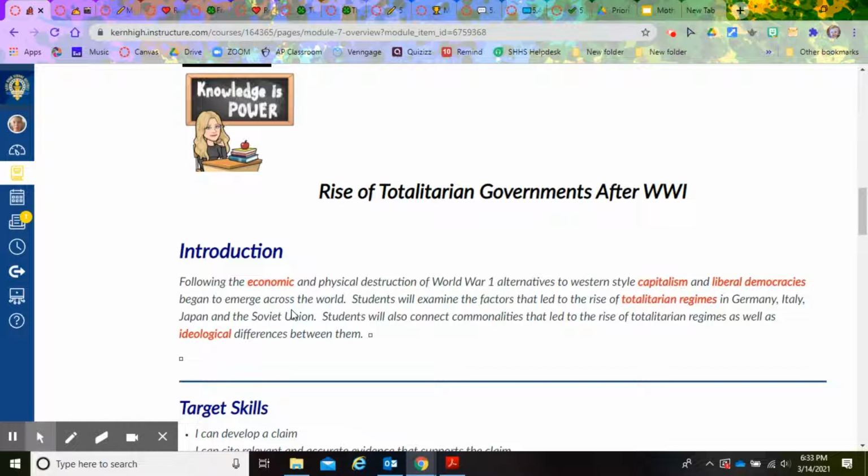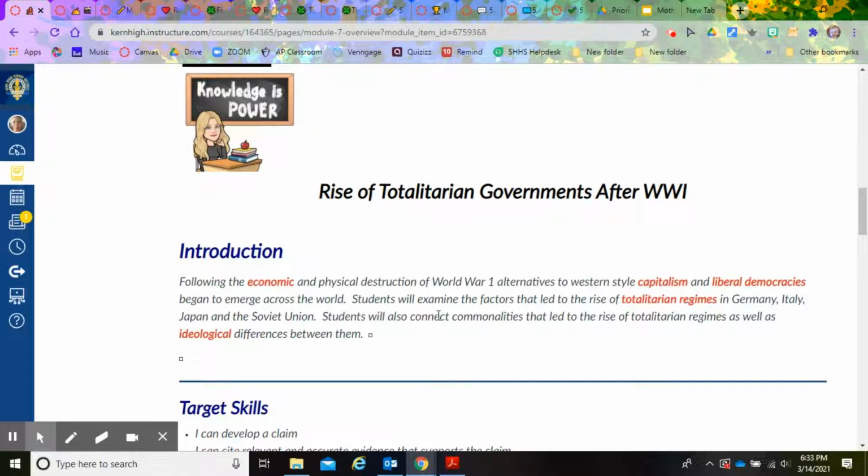Students will examine in this module the factors that led to the rise of totalitarian regimes in places like Germany, Italy, Japan, and the Soviet Union. So we will look at these 4 countries and how they were different from this idea of capitalism and democracies. Germany, Italy, Japan, and the Soviet Union are going to be heavy hitters in this module.